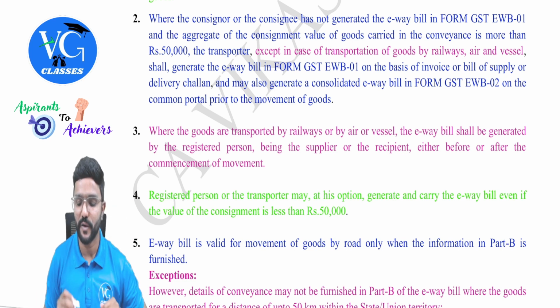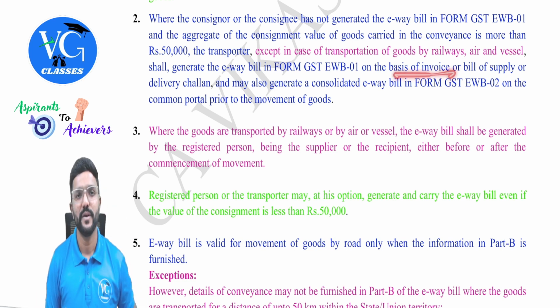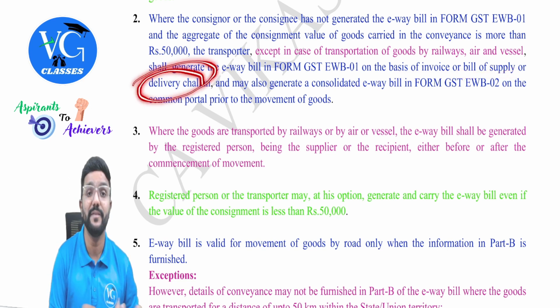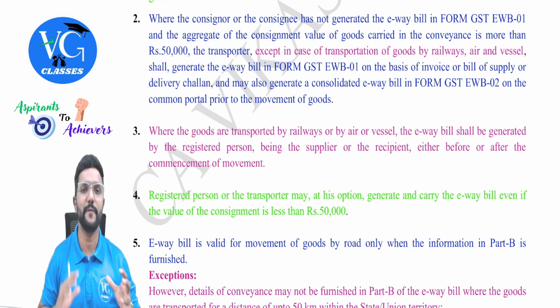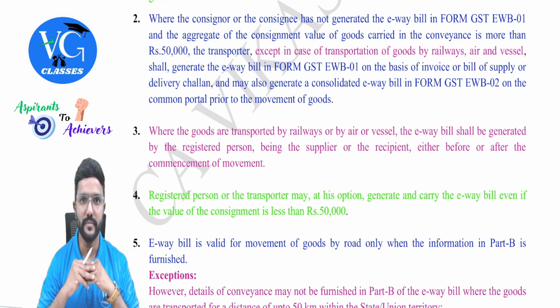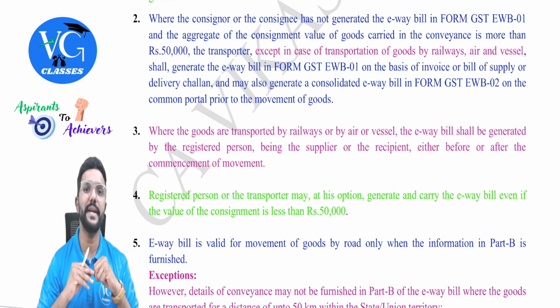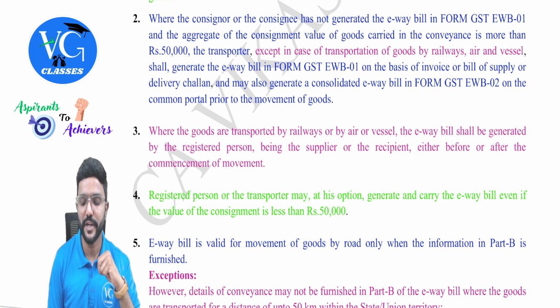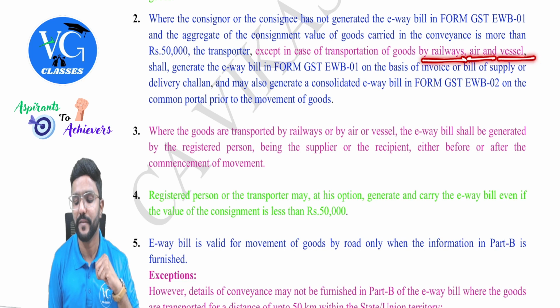Yes. So the transporter also will have a copy of the invoice, or if it is exempt goods, a bill of supply, or if it is not for a supply, then he will have a delivery challan. Either of these documents he will be having. Using that, he can generate an e-way bill.